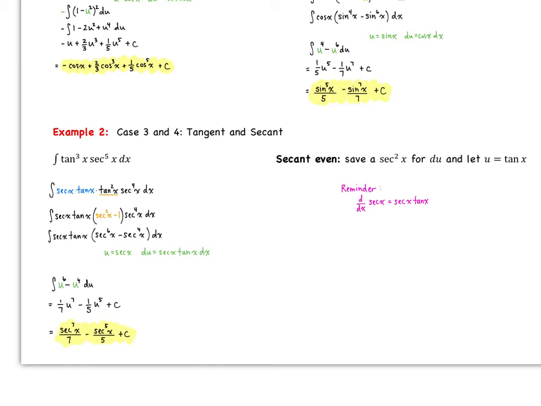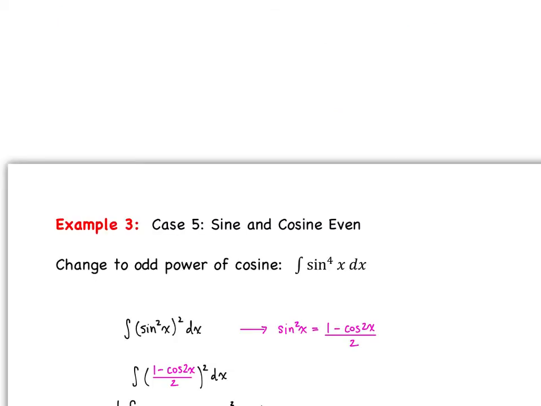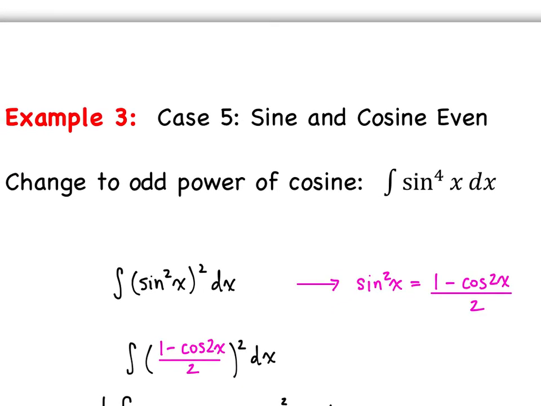Let's take a look at the last example on the next page. Okay, so this is case number 5 where sine and cosine are even. So when we have that, if we have the integral of sine to the 4th of x dx, we want to change it to an odd power of cosine. So how are we going to do that? Well, the first thing we're going to do is rewrite sine to the 4th as sine squared squared. So the integral of sine squared squared.